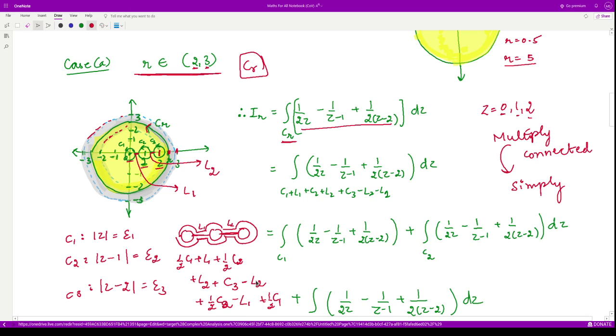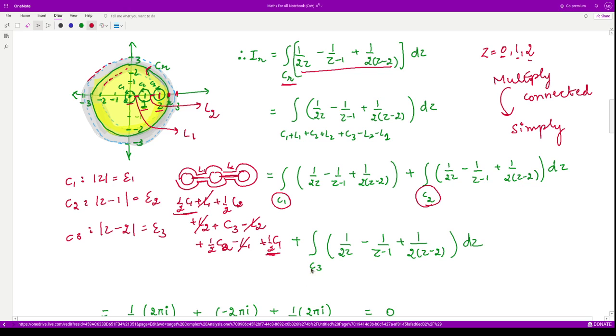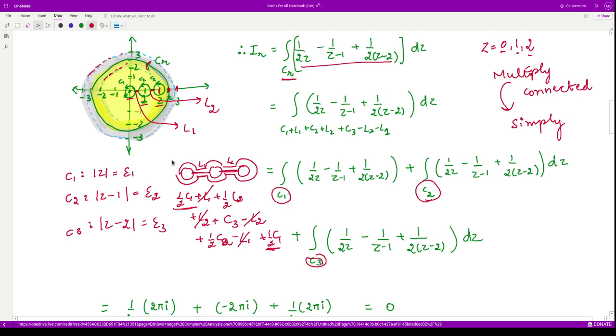So you see this L1 and minus L1 cancel, L2 and minus L2 cancel, and here half C1 and half C1 make it only C1. Then half C2 and half C2 join together to make C2, and then we have C3. So you saw how we have converted our region, this whole region, say this was our region, including this point, into the simply connected region. So this is our region now without any holes, right?